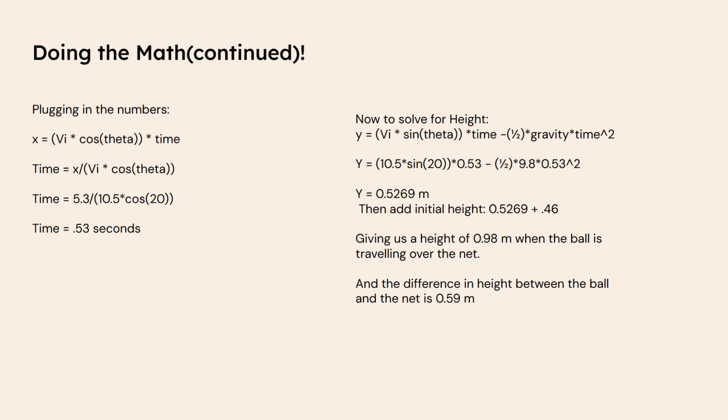net. Then we add the initial height to the height of the ball, which means the ball is 0.98 meters above the ground, and then we subtract the height of the net, which gives us the ball was traveling 0.59 meters above the net, meaning that it went over the net with 6.69 meters.